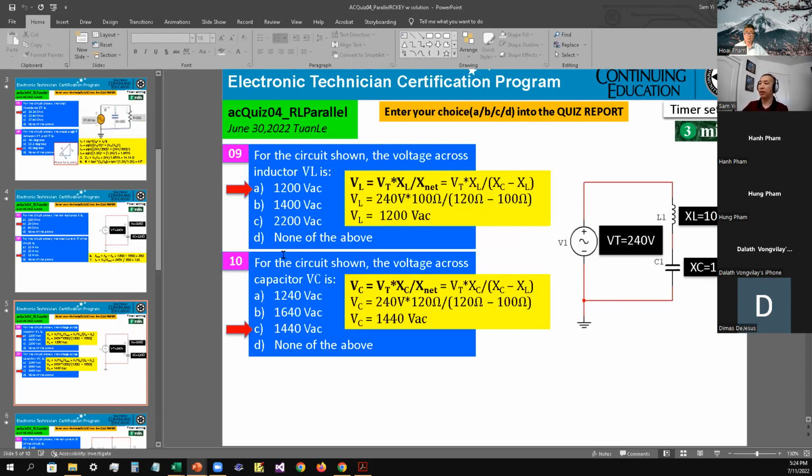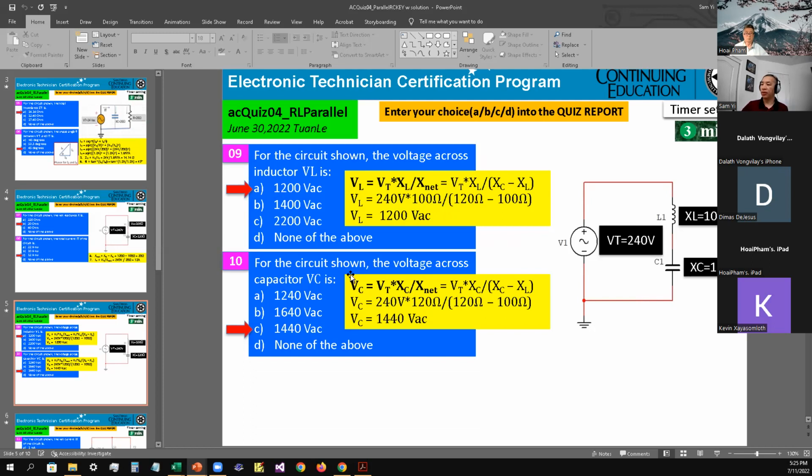Okay, number 9. For the circuit shown, the voltage across VL. Okay, so we can apply the voltage divider in here. Therefore, VT times XL divided by the X net. So X net is XL minus XC. Therefore, that comes up to 1200 VAC. So the answer is A as in apple for number 9.